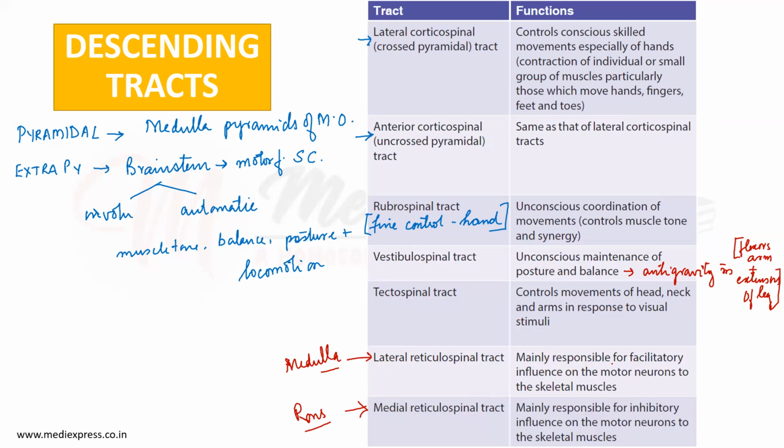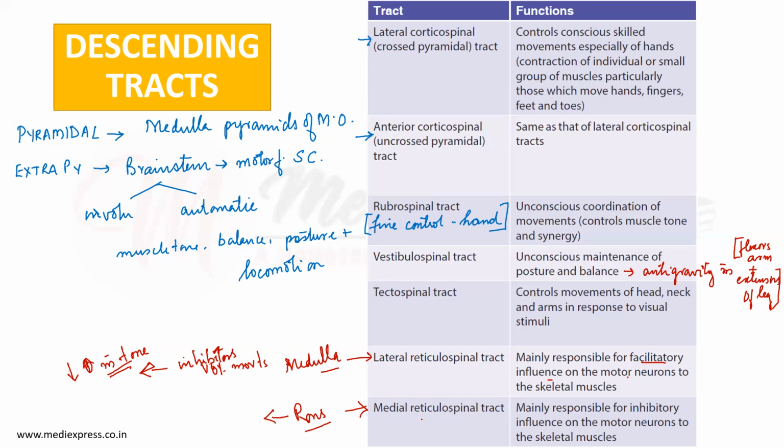The first one, lateral, is mainly responsible for facilitatory influence on the motor neurons of the skeletal muscle. Now it actually facilitates or inhibits the voluntary movement. I'll tell you, the lateral one inhibits the voluntary movements, and because of that it increases the muscle tone. I'll repeat once again. Lateral reticulospinal tract inhibits the voluntary movements, and because of that the muscle tone increases. Whereas the, oh, I'm really sorry, it decreases the muscle tone. Just got confused. Yeah. So the lateral reticulospinal tract inhibits the voluntary muscle, thus reducing the muscle tone.